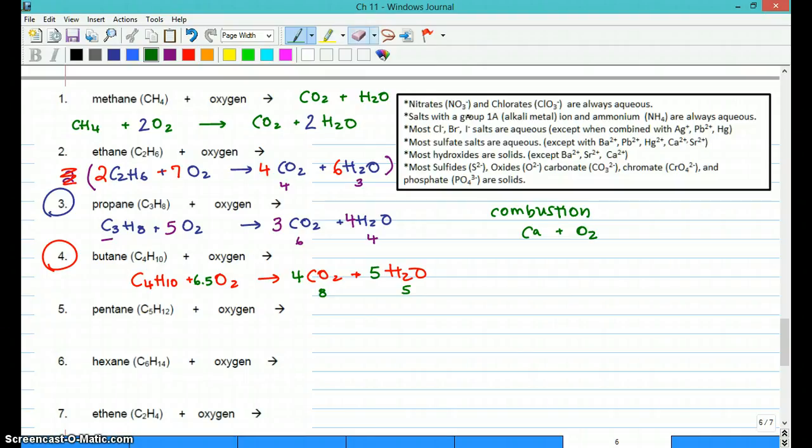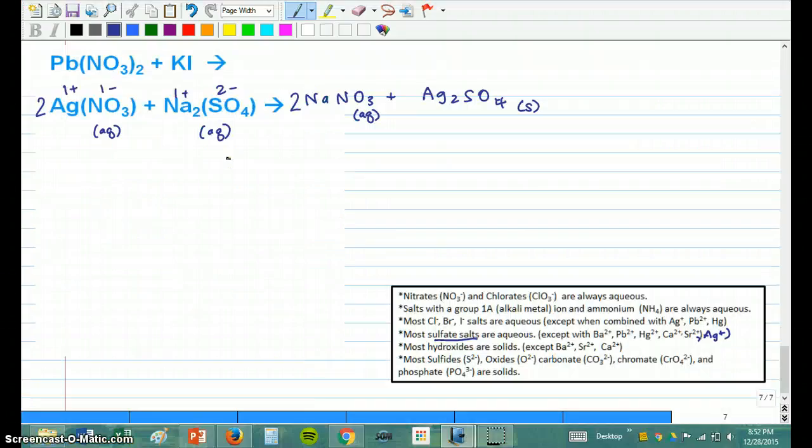We have 1 Ag here, 2 Ags there, so 2 goes here. Then we have 2 NO3s, 1 NO3 here, so 2 will go here. Then we have 2 Nas here and 2 Nas there, and everything else is balanced. From here, we know that on the reactant side, these are going to be aqueous. Now I want you, on your own, to tell me what the complete ionic and the net ionic equation for this would be.